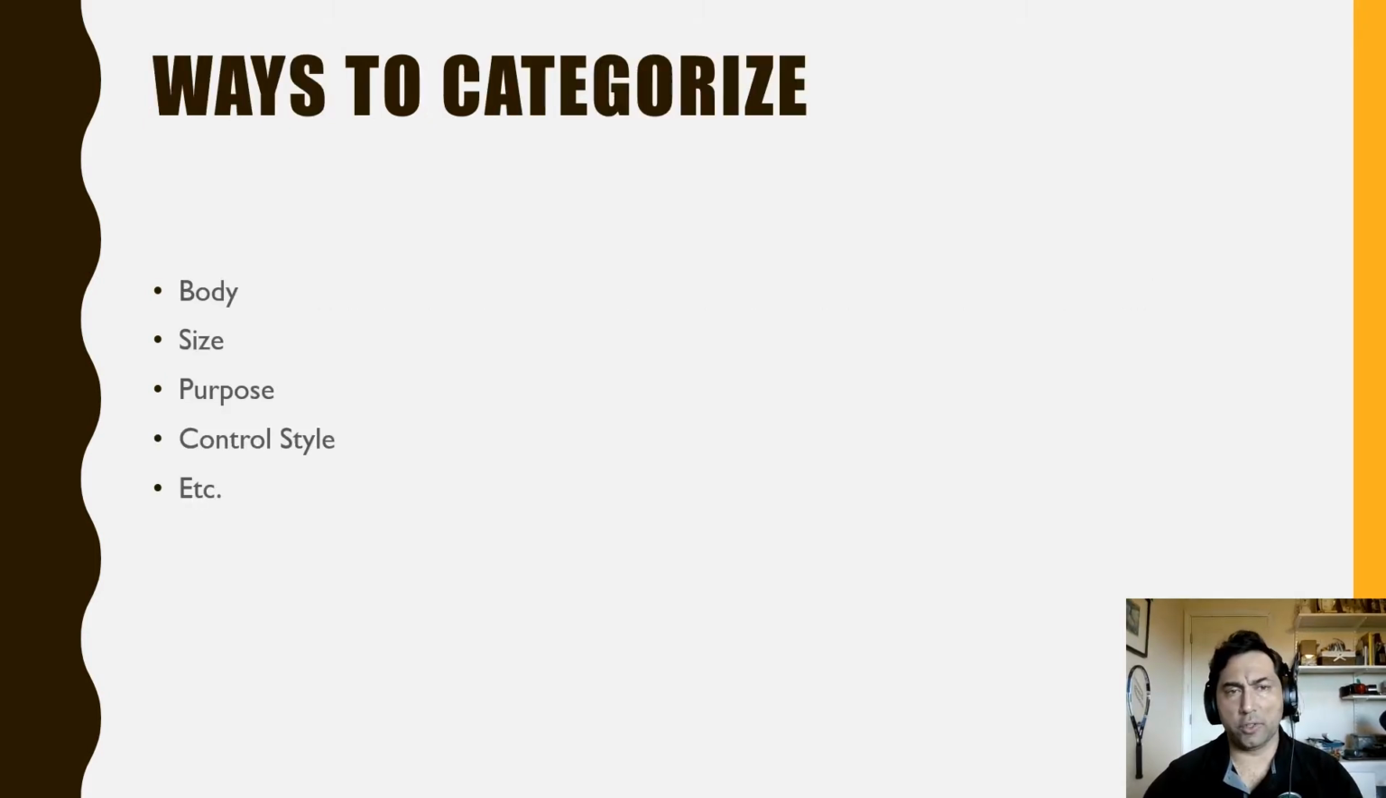You can classify drones a number of ways. You can classify them by their body and how they're shaped. You can classify them from their size. Are they a micro drone or are they a drone as big as a car? You can classify them by purpose. Are they just for fun flying around? Are they used for taking pictures? Are they used for filming? You can classify them by control styles. Are they automated or are you using a controller to move it around? And there's a lot more ways you can classify them.